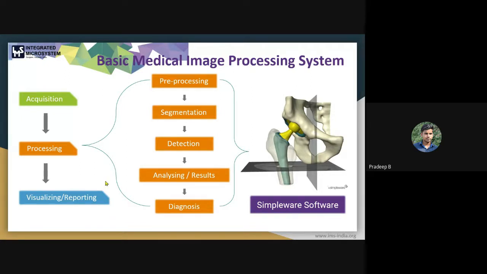For the tomorrow session, we will see how this pre-processing, segmentation, and detection of our region of interest works. We can say either we are interested in a tumor or any other disease, so we can identify it and do the segmentation of our region of interest, and we can analyze our results. So we can prepare according to our requirement. We can proceed for the diagnosis.